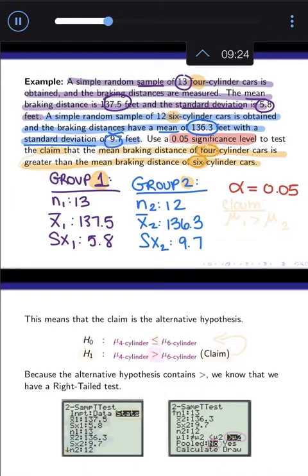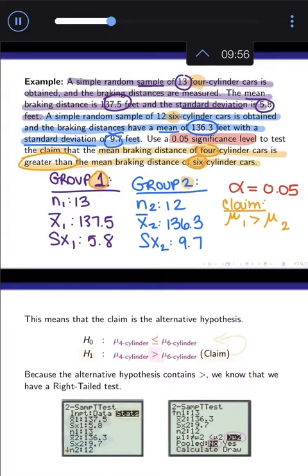So that means we're talking about the population mean of the first group, the four cylinders, and the mean for the six cylinders second. And they said that the four cylinders was greater than the six cylinders, so we'll use the greater than symbol. That is our claim. Okay, now we can continue right along and do our p-value approach.